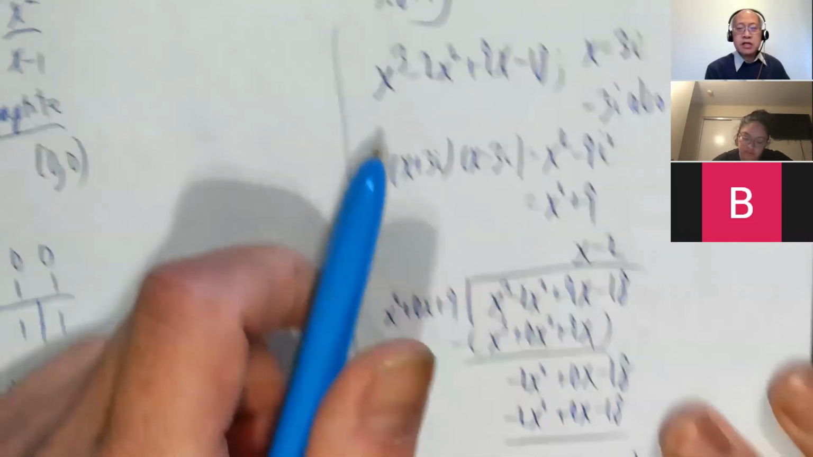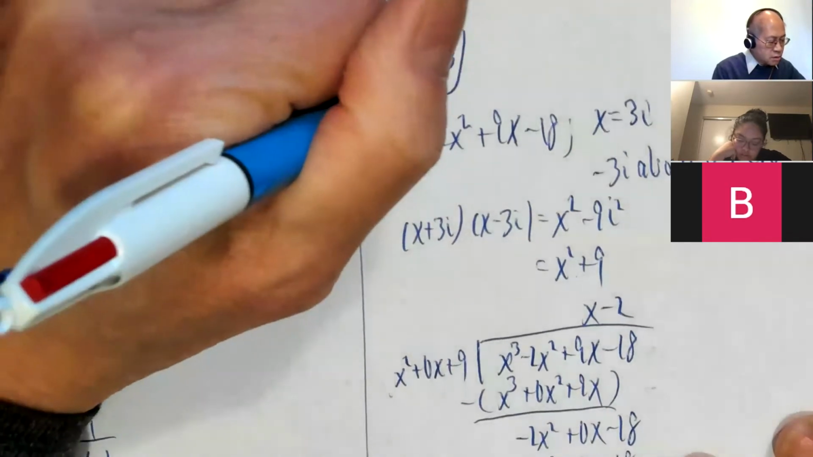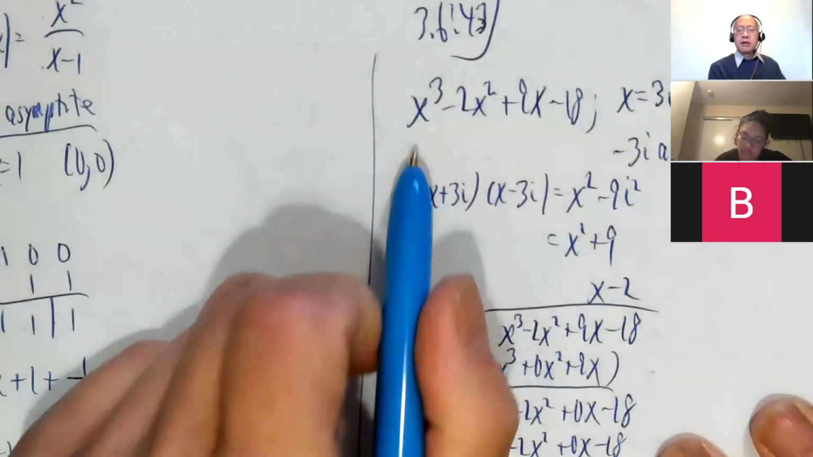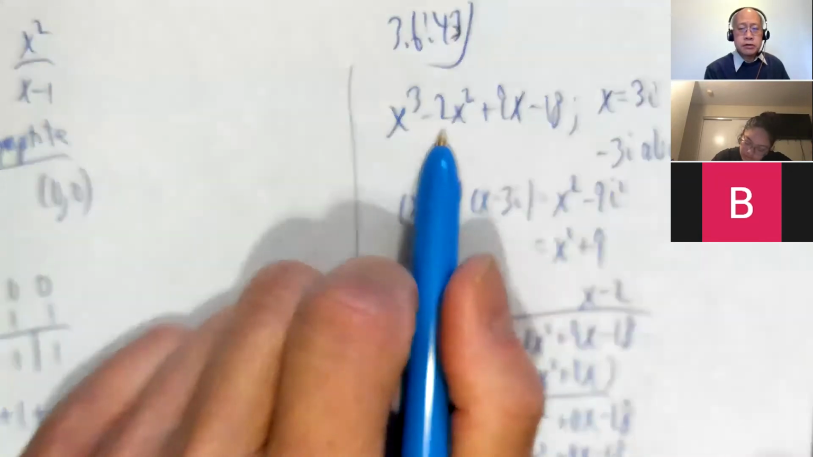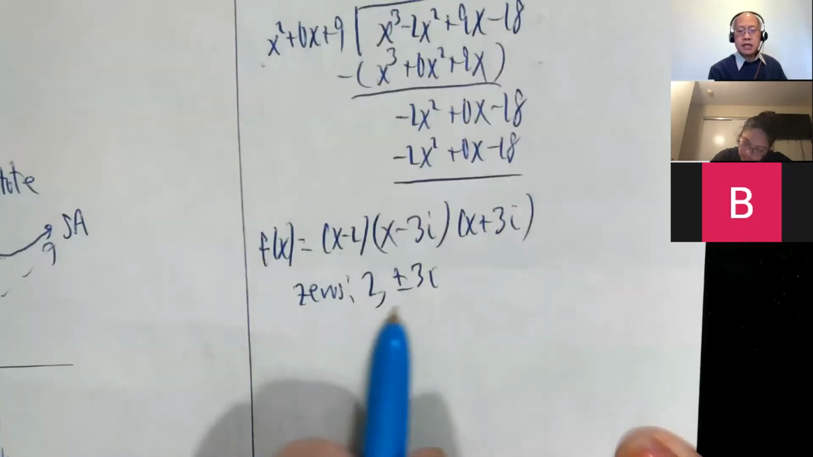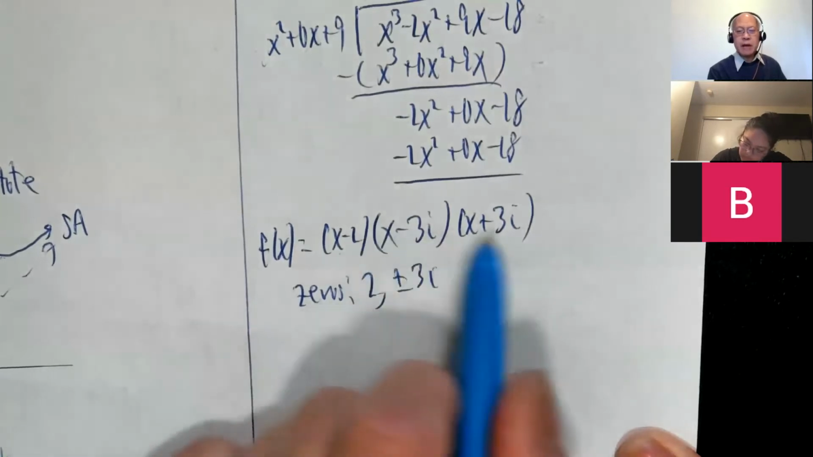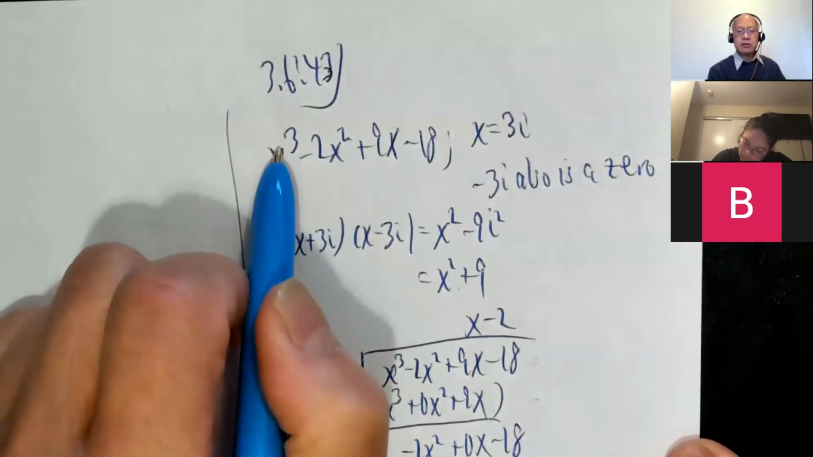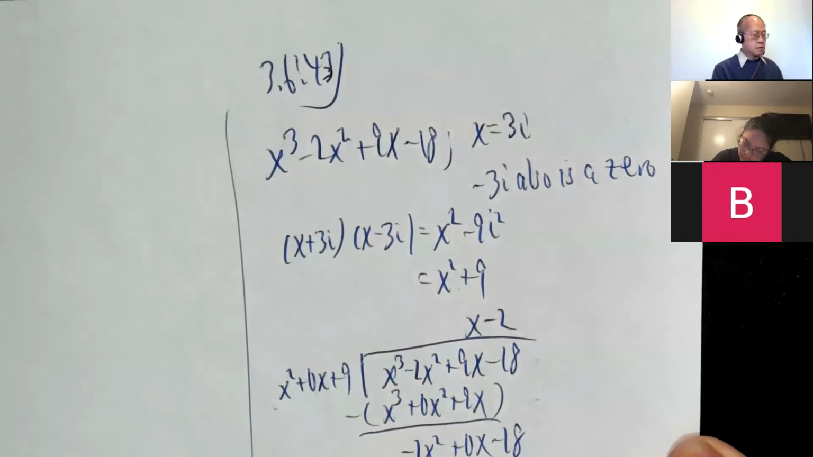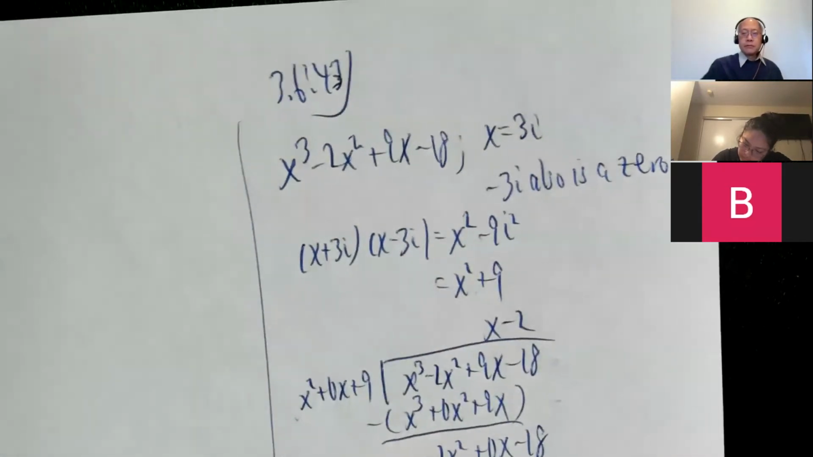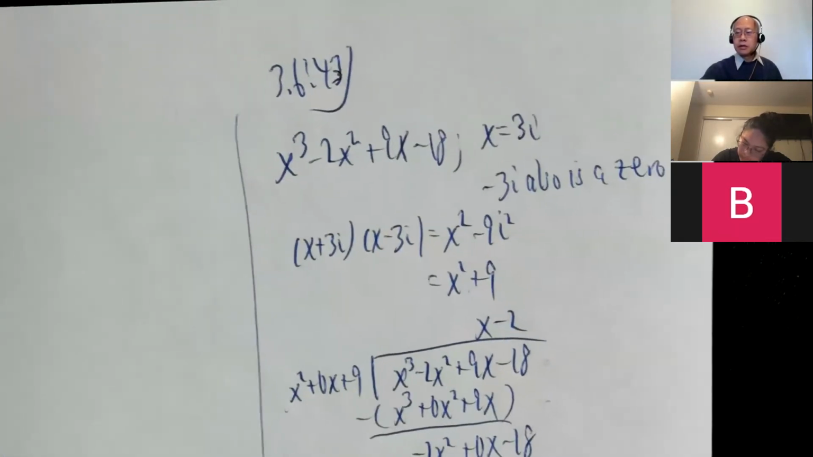So again, when we start from the get-go, there's going to be third degree, 3 zeros. Nobody said they'd be nice. Nobody said they have to be real. You could have complex numbers. And likewise, the factors may not be nice, but there's got to be 3 zeros and 3 factors. Okay, so that takes care of that. And let's see what other things I want to show you.